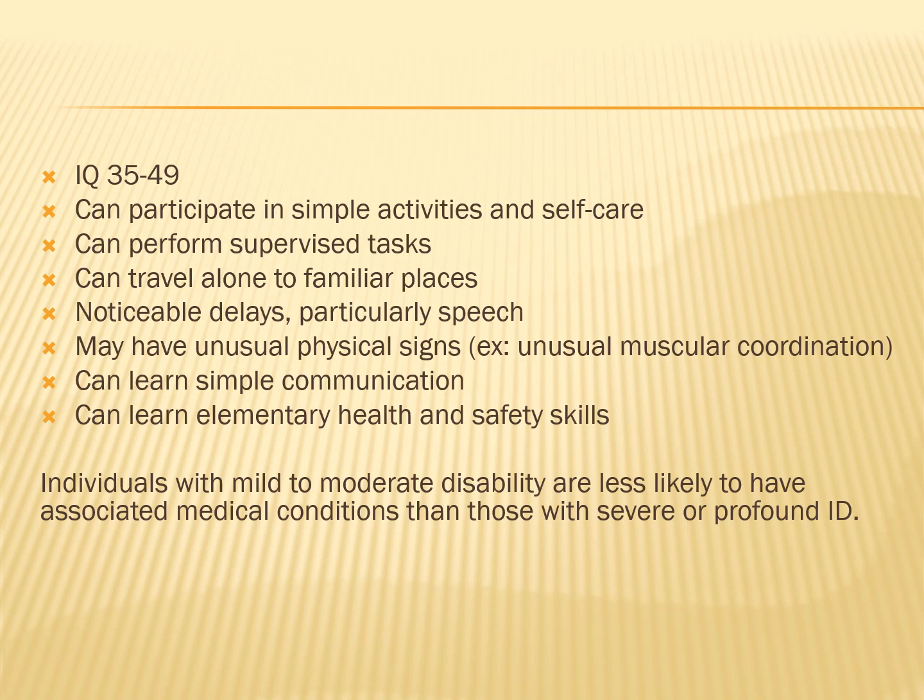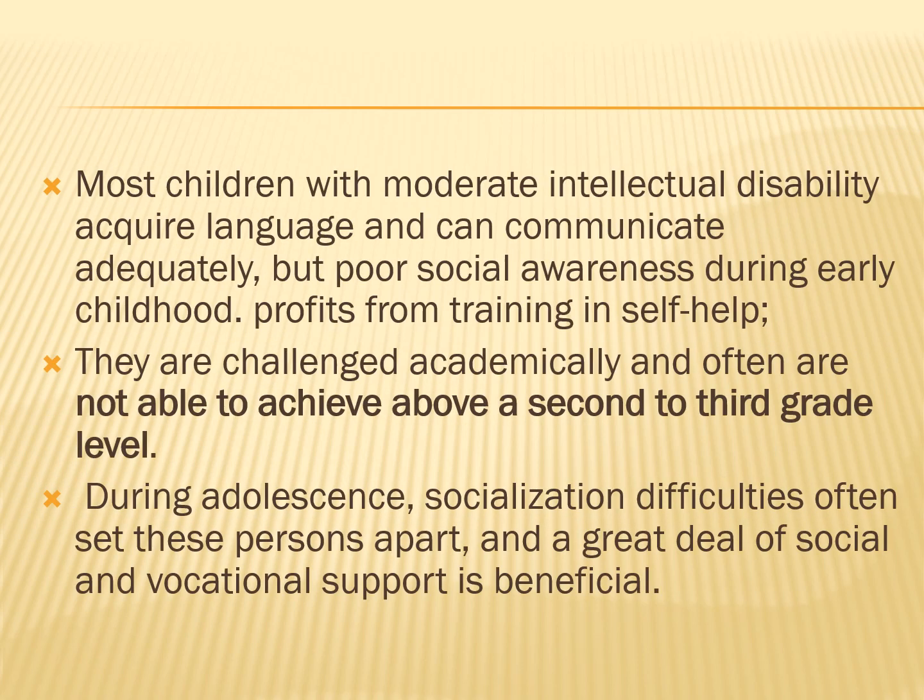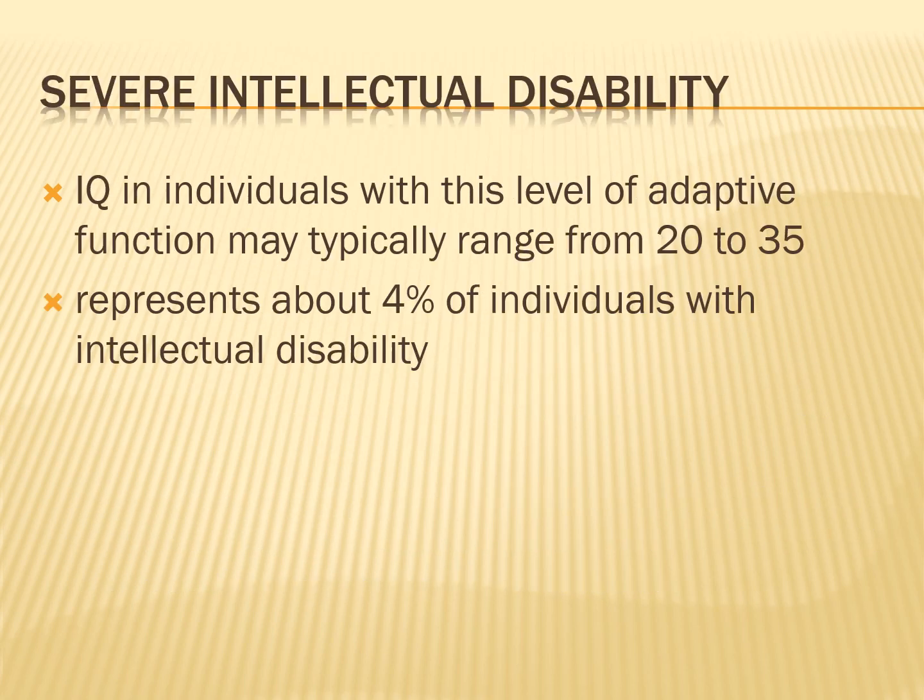They participate in simple activities and self-care. They can perform supervised tasks. They can travel alone to familiar places. They can learn simple communication. They can also learn elementary health and safety skills. Most children with moderate ID can acquire language and communicate adequately, but they are not able to achieve beyond the second or third grade level of academic skills. They will also have socialization difficulties, and a great deal of social and vocational support will be highly beneficial for this moderate level of severity.